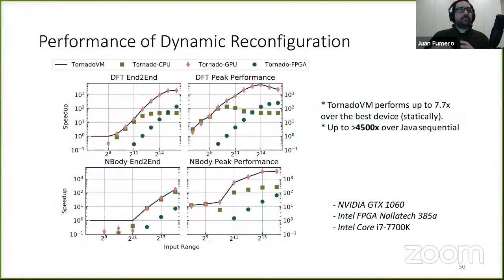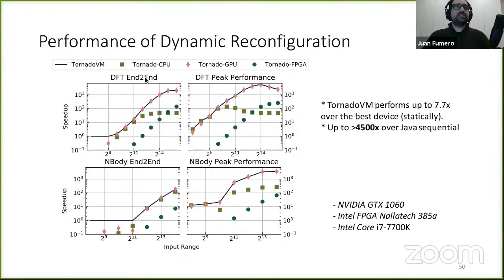Right, so let me show you the dynamic reconfiguration in action. How to read this graph: I show you two benchmarks, DFT, the one I showed you at the very beginning of the presentation, and N-Body, a typical simulation for physics, astrophysics. The x-axis shows input size, while the y-axis shows speedup against Java HotSpot. The line shows the ability of TornadoVM to switch itself, so it will decide for you. And then the dots or squares and so on mean I'm not going to switch, I'm going to stay with Tornado on this device forever. So let's pick, for example, DFT, this one, end-to-end.